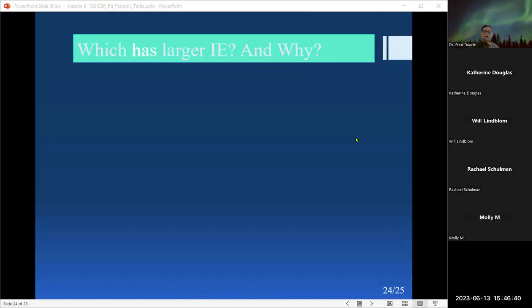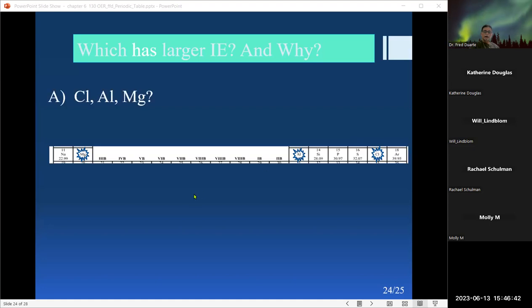Okay, which has a larger IE and why? So here we go. We have to first find them on the periodic table. And here we have them. They happen to be in the same period, period 3. We see magnesium on the far left and chlorine on the far right.